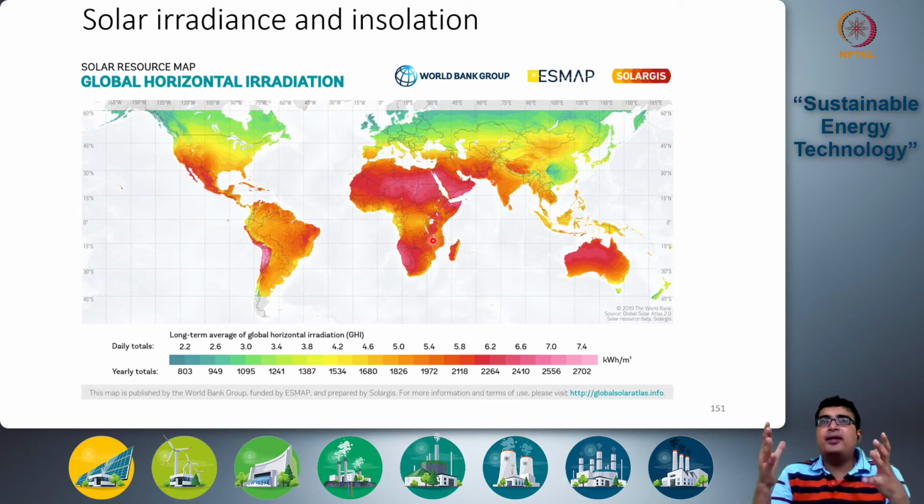So the availability of wind energy is greater in the temperate and high latitude regions, and it's lesser in the subtropical and the tropical belt, whereas for solar it's the reverse. Tropical and subtropical belts have the highest solar insolation, and the solar insolation progressively drops at the higher latitudes.